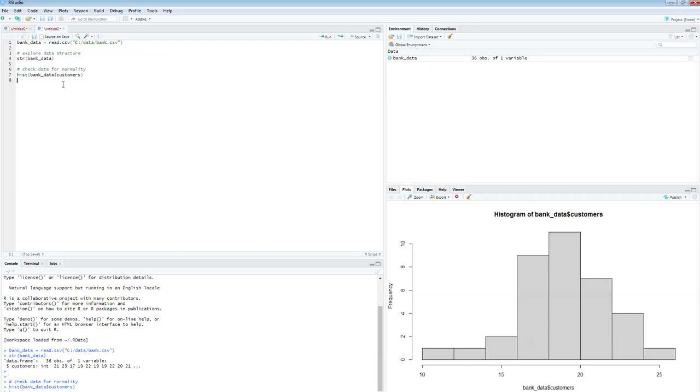All right, so let's perform the more rigorous Shapiro-Wilk test. When I start typing Shapiro, here's the name of my test, and it's very easy to use, right? I have to send to the function shapiro.test the column, which is bank_data$customers.